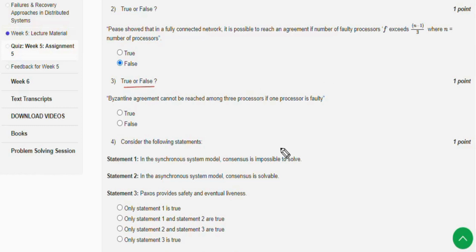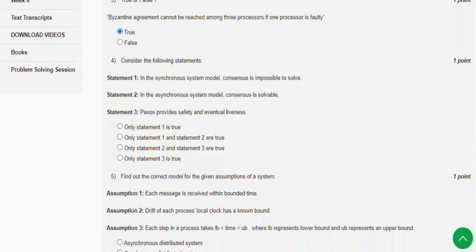Again true or false question. Byzantine agreement cannot be reached among 3 processors if one processor is faulty. That is true. Now moving into the next question, question number 4.